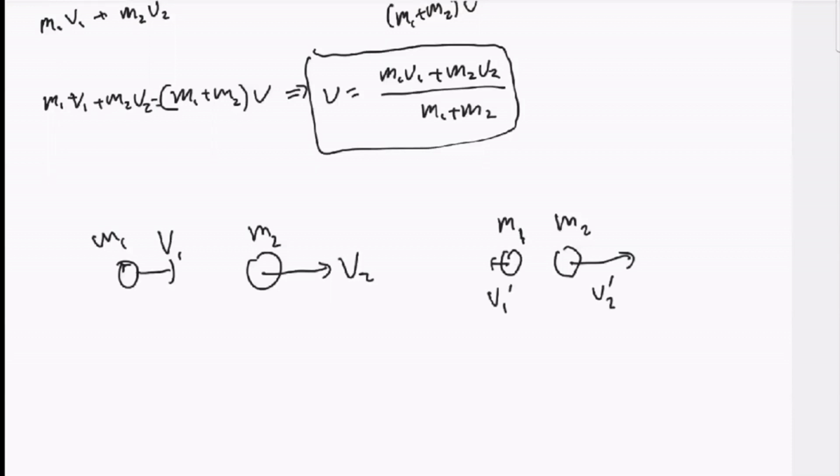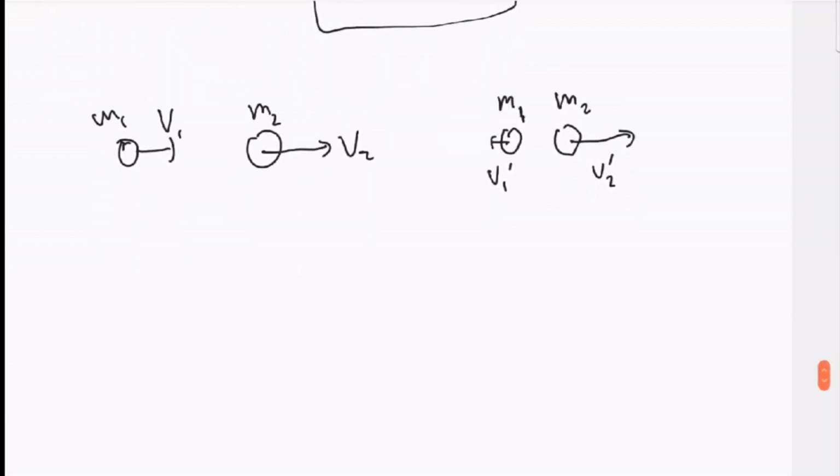So we have two unknowns here, so we need two equations. We have the conservation of momentum equation, which will be very similar to last time: M1 V1 plus M2 V2 is equal to M1 V1 prime plus M2 times V2 prime. But we need another equation. So what is this equation?